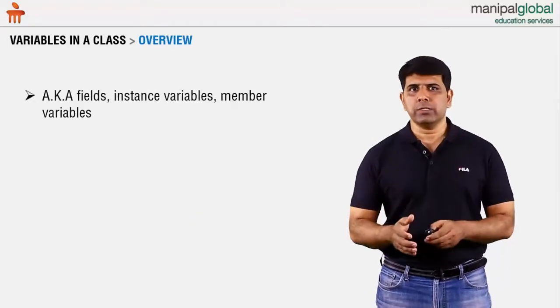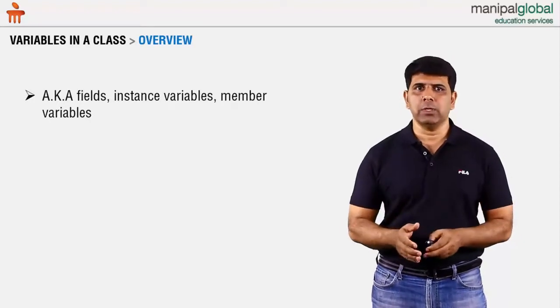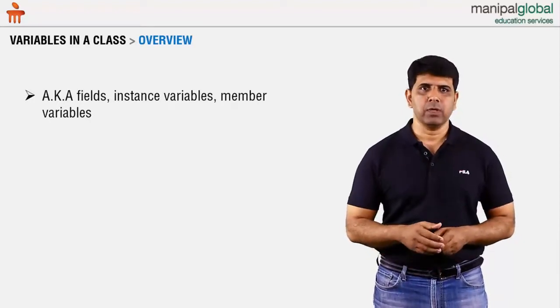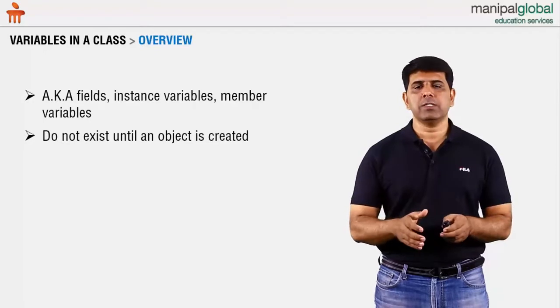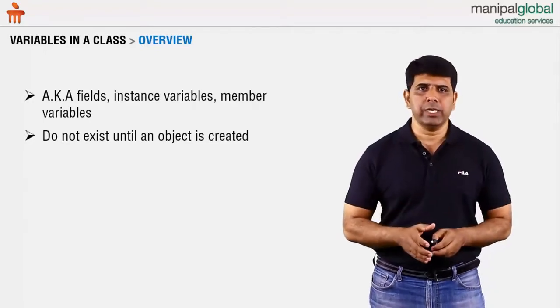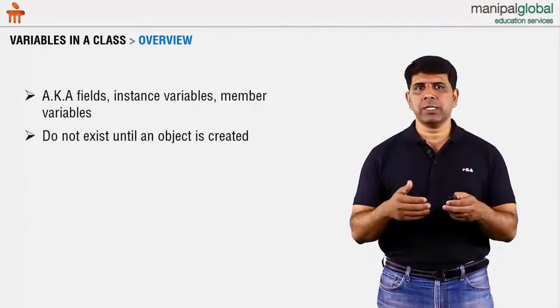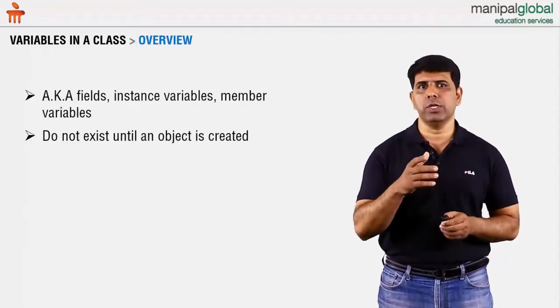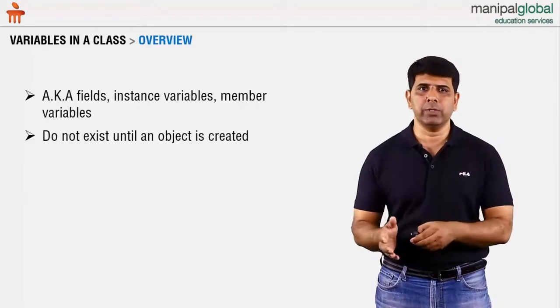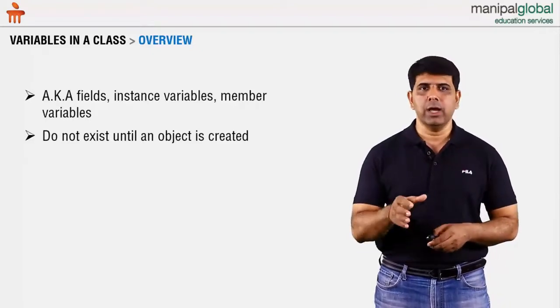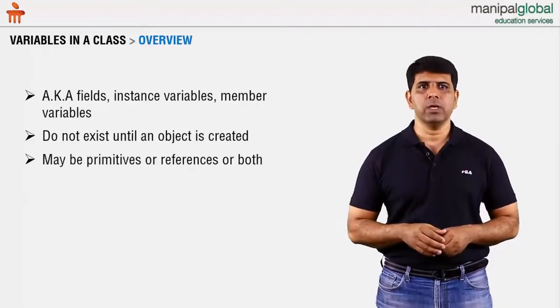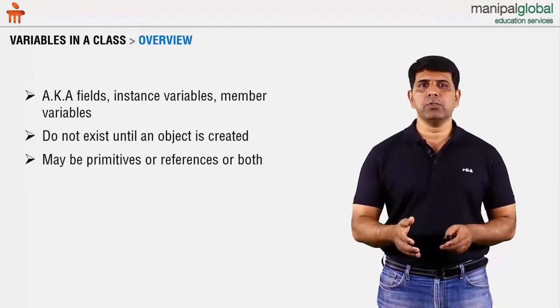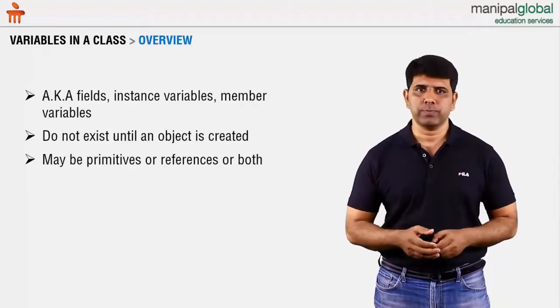These are also known as fields, instance variables, member variables. They do not exist until an object is created. So when the class gets loaded into memory, the variables don't occupy memory. It is only when you use the new keyword and allocate memory for an object that they occupy memory. Now they may be primitives or references or both.